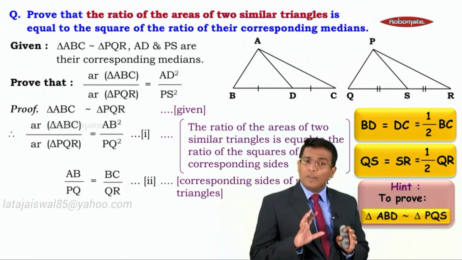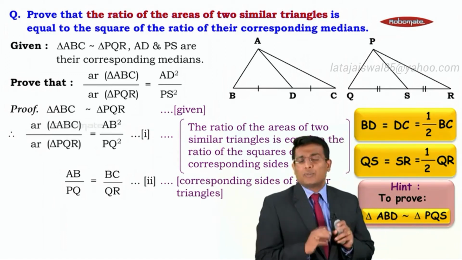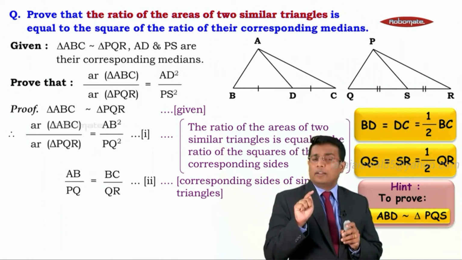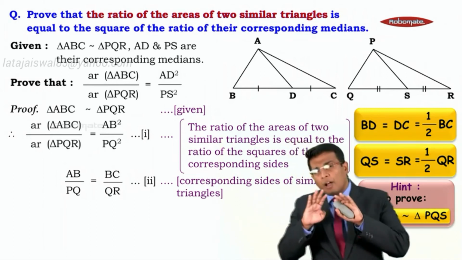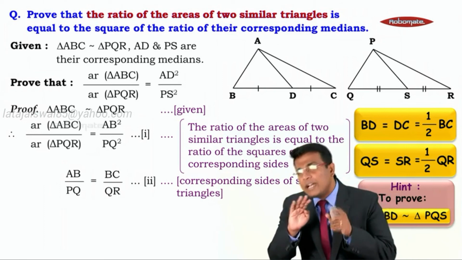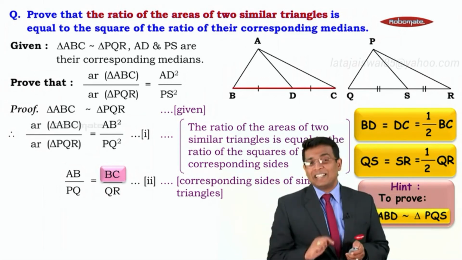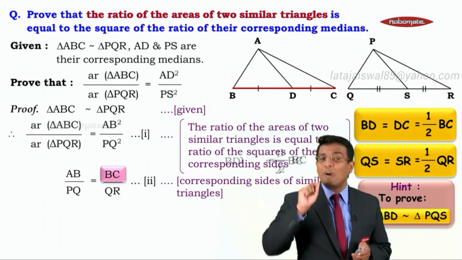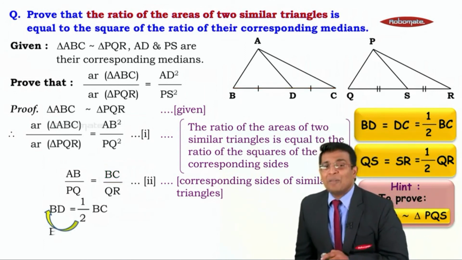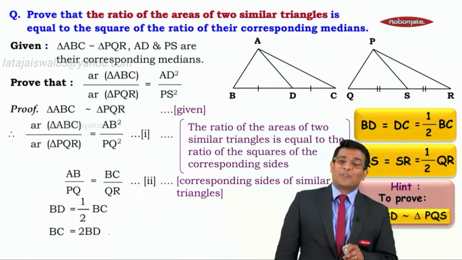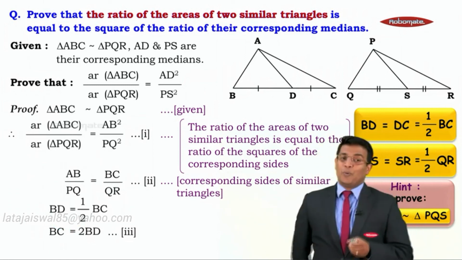But we want now BC. AB upon PQ, which we got, is a part of the two triangles which we want. But BC and QR do not belong to these two triangles, that is triangle ABD and triangle PQS. That means somehow we need to create a relation between BC and BD. Is it possible? Observe what we have already got: BD is equal to DC is equal to half of BC. So BD is nothing but half of BC, so BC is twice of BD. Wasn't that easy, right? That's our statement number 3. Now this is something we can substitute in statement number 2.